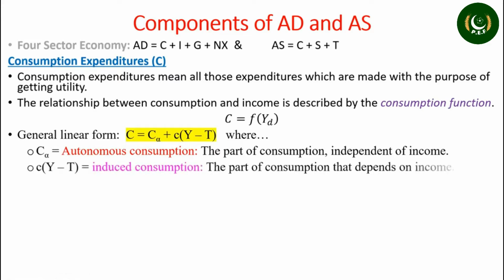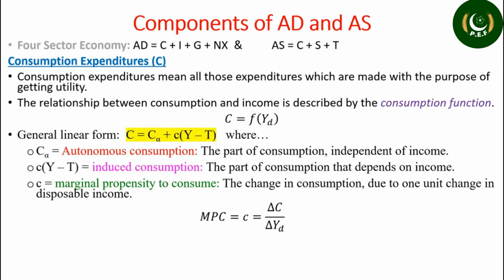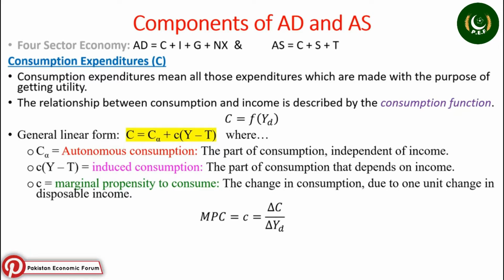Second, c into Y minus T, which is induced consumption. This part represents that portion of consumption which depends on income. Here, small c is marginal propensity to consume, which represents the change in consumption due to 1 unit change in disposable income, or it is the ratio of change in consumption to change in disposable income.